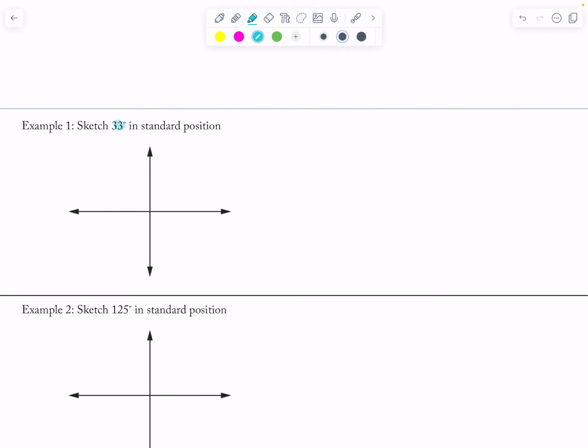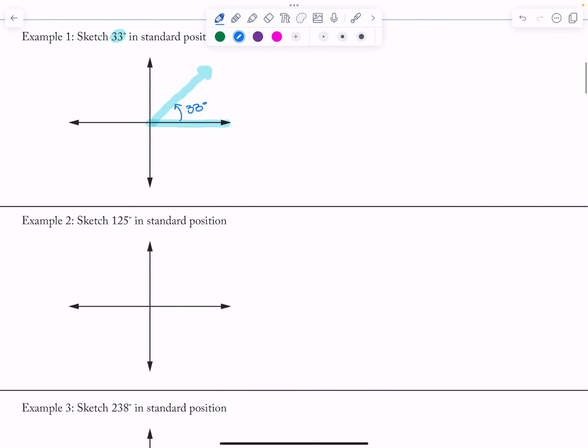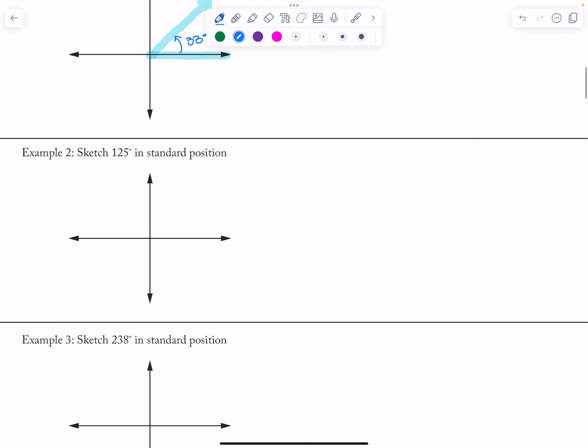So 33 degrees is smaller than 90. So we could say that maybe it's right about here, even though what I just drew kind of looks like 45 degrees. We can go ahead and call it 33. I really just want you to know that 33 degrees is supposed to be in quadrant 1. So now, terminal side again, 125 degrees, quadrant 2.